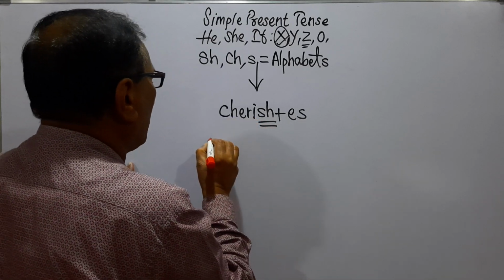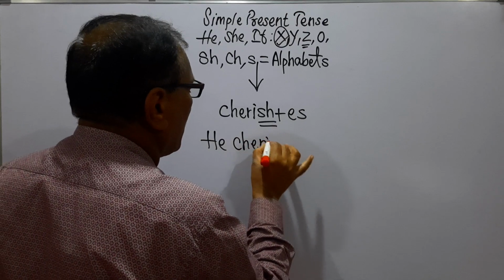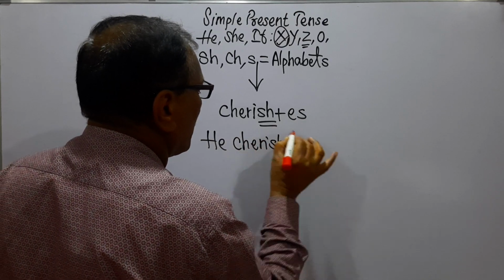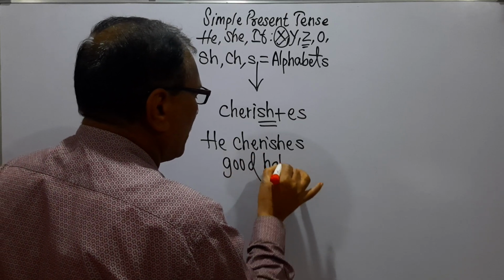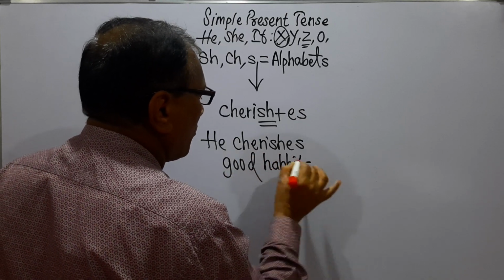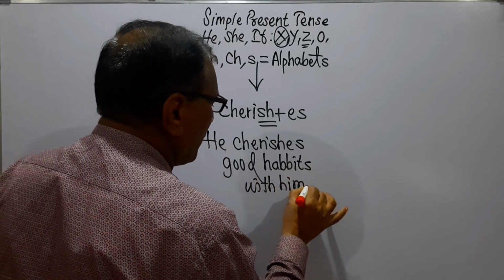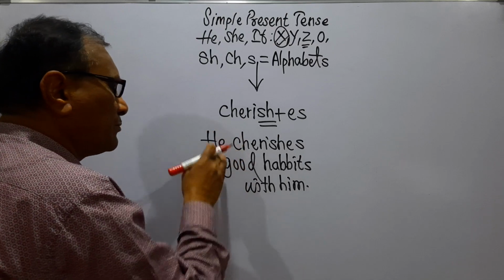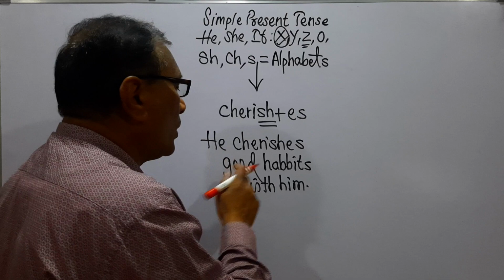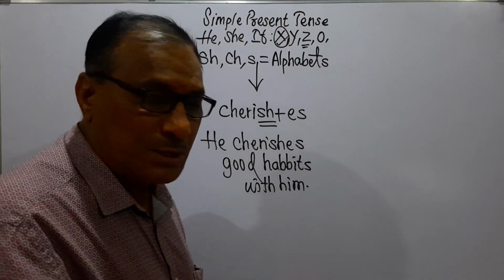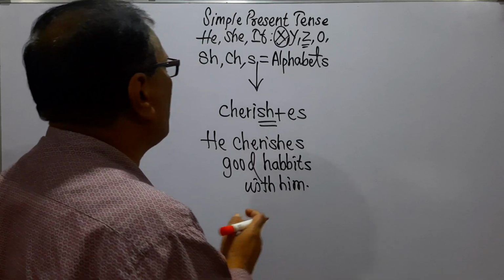Now, remember, he cherishes. He cherishes good habits with him. Remember, with him. So, remember, what is the meaning? He means this subject. Cherishes means he keeps with him. Good habits means well habits. With him means under his body. That is the important thing.